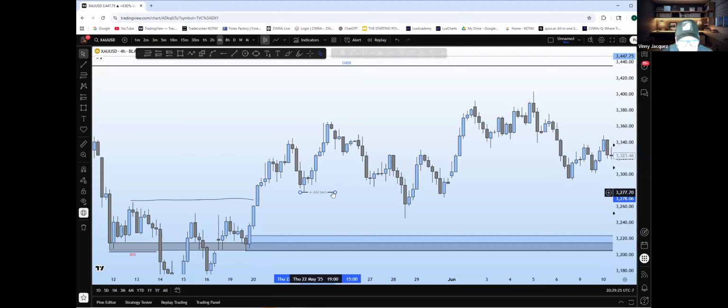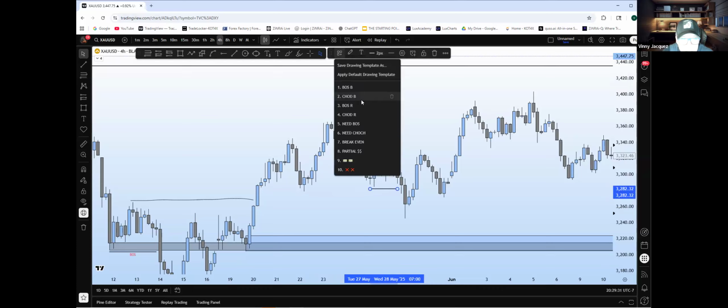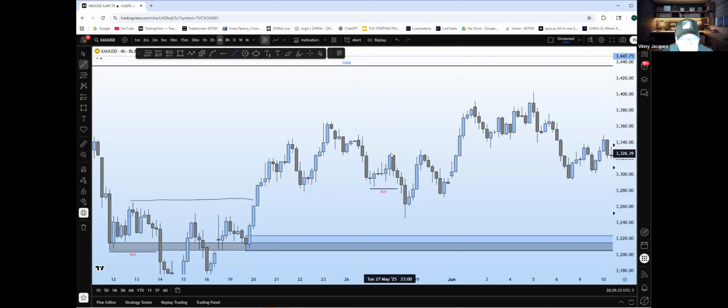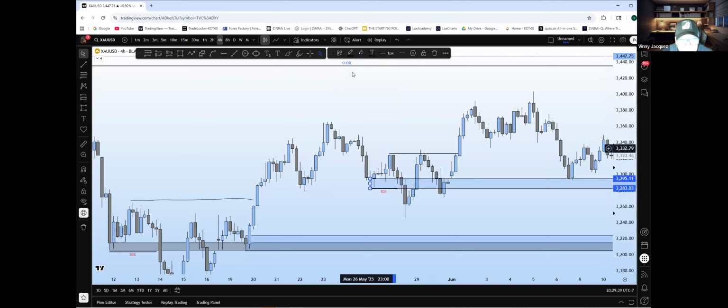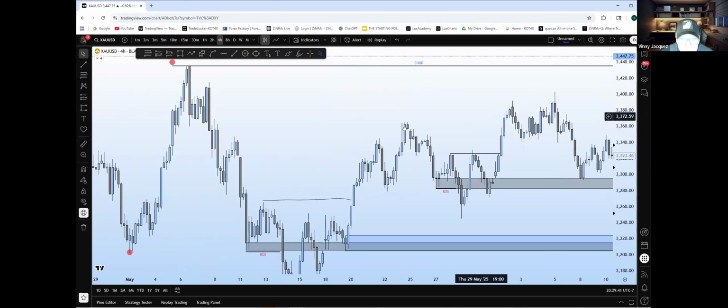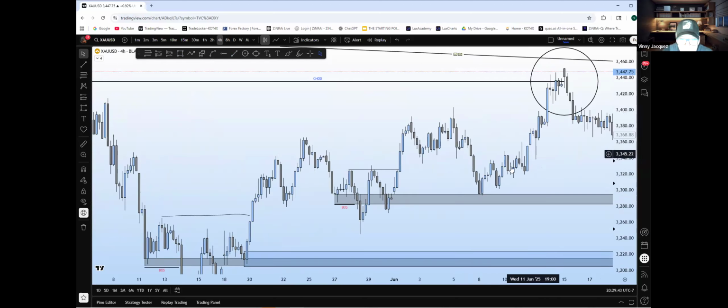You can even use this one if you like, right? But I don't mind using this one. Break of structure to the downside. Change of direction happens here, right? We have the left shoulder. We get an opportunity. Awesome.